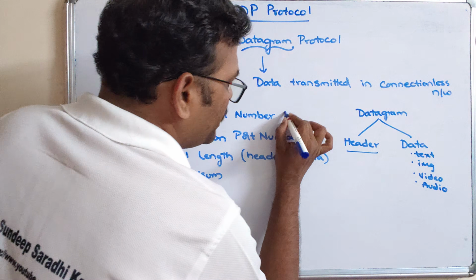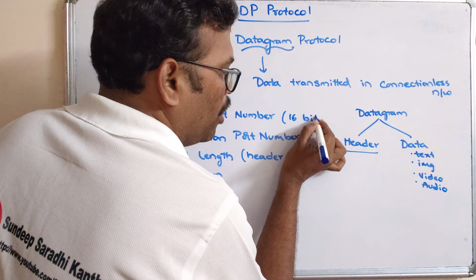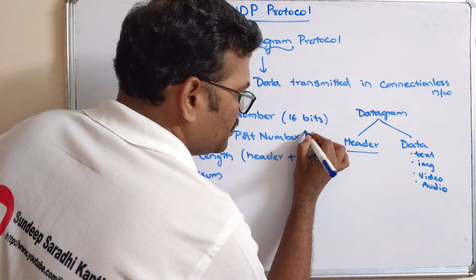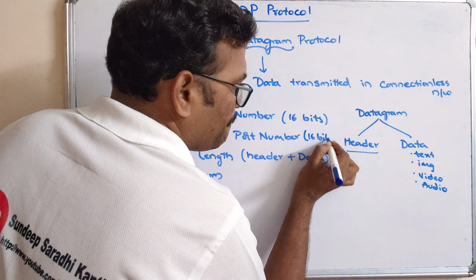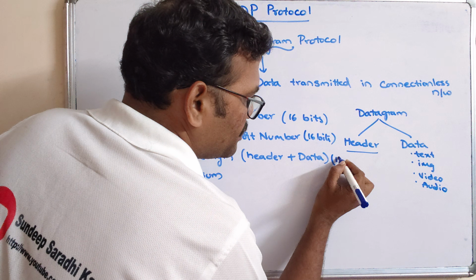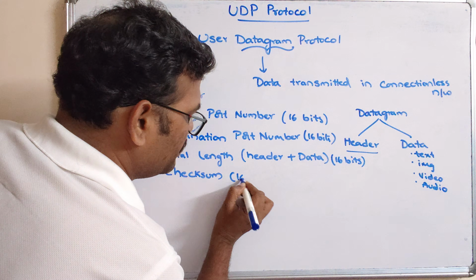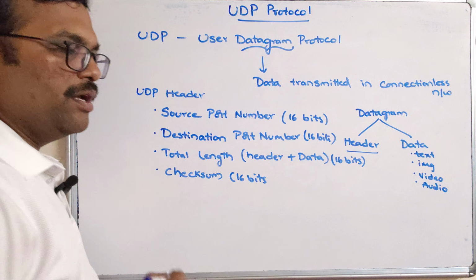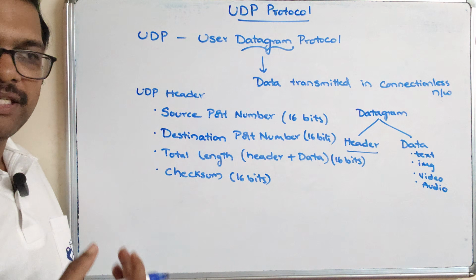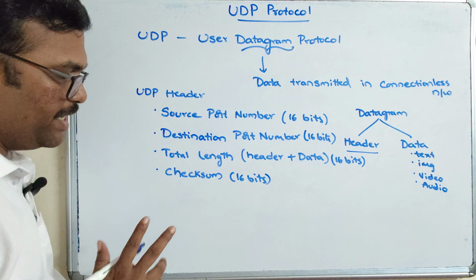So these are the 4 fields involved in the UDP header. Each occupies 16 bits or 2 bytes. So that means 32 bits, that means 2 words we can say.